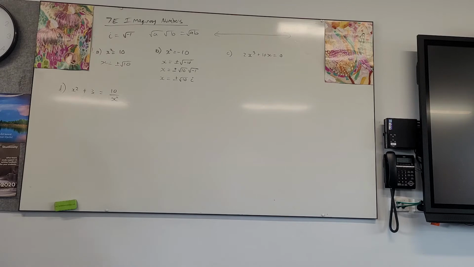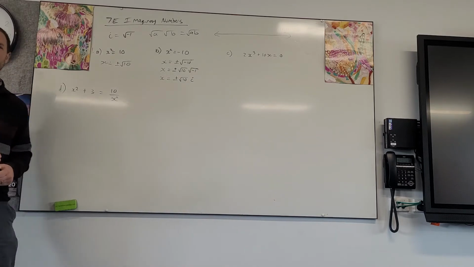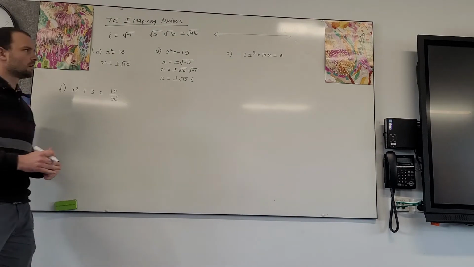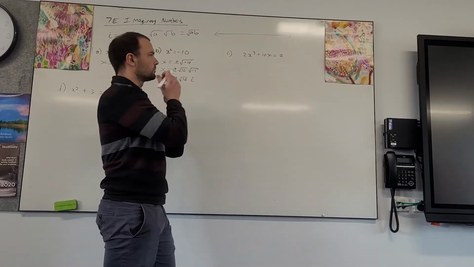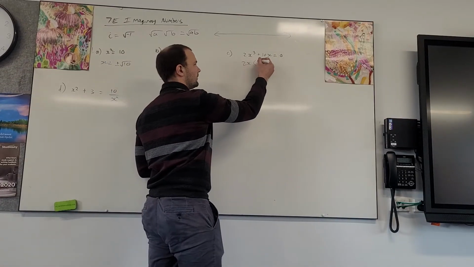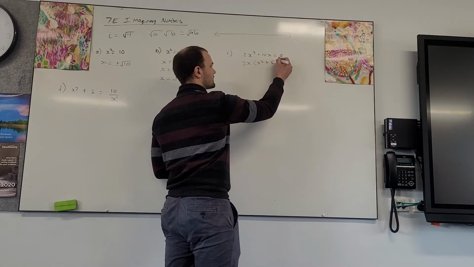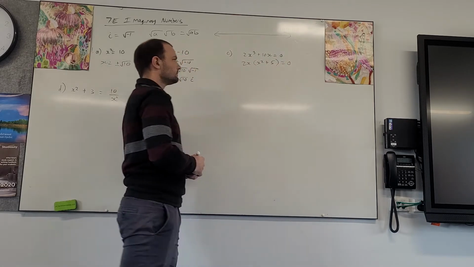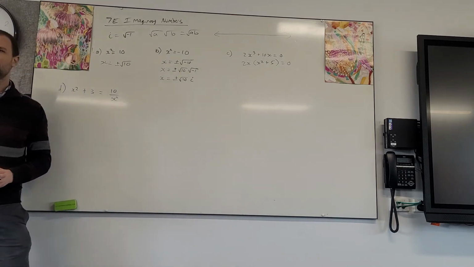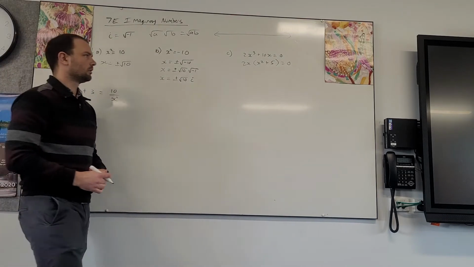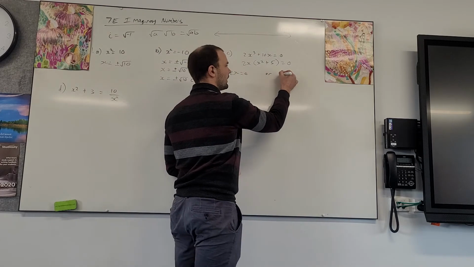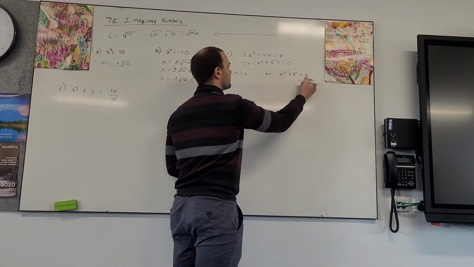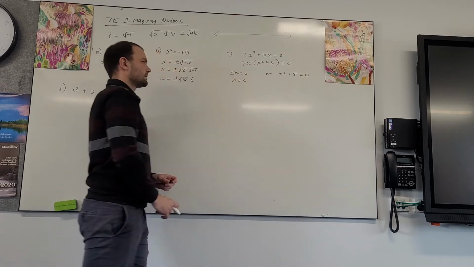Okay, if we have 2x cubed plus 10x equals 0, we're told to solve for x. We're going to factorise: 2x is common to both. I'm going to pull 2x out the front, and I'm left with, in brackets, x squared plus 5. Then we would apply the null factor law. So that is either 2x equals 0 or x squared plus 5 equals 0. This gives us the solution x is 0.